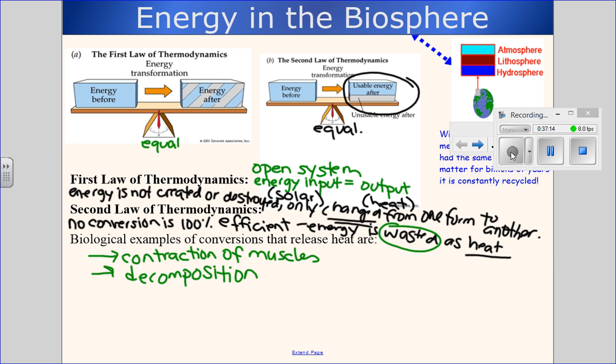Would anyone like to ask any questions about either of those two definitions or the two examples of heat being released?